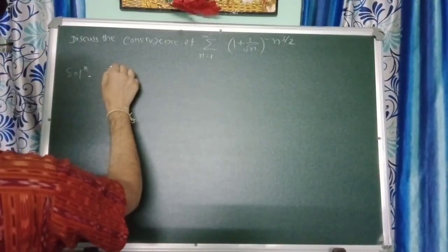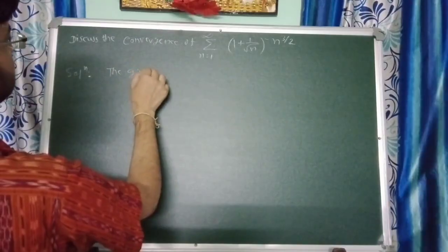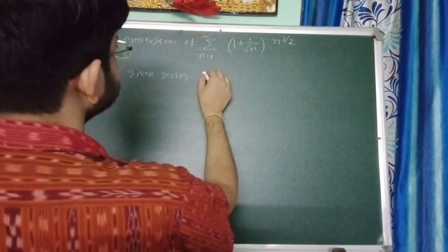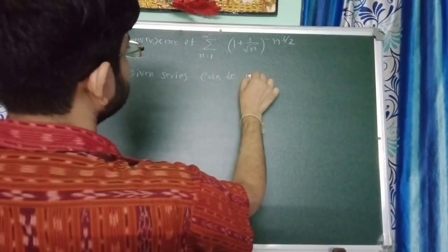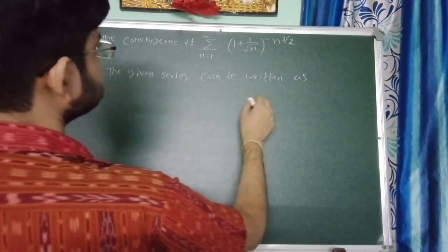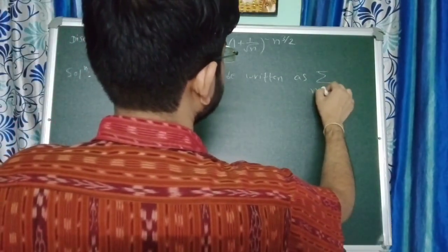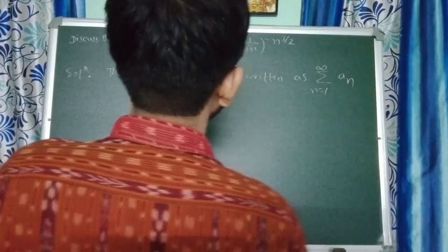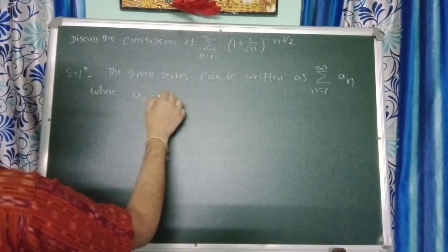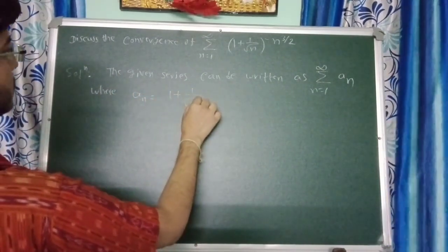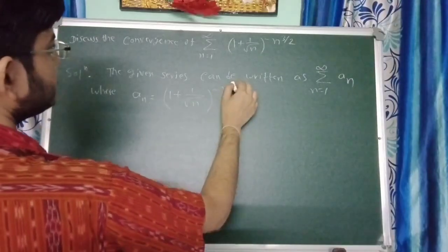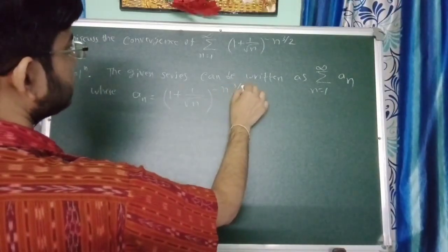So the given series can be written as summation n equals 1 to infinity a_n, where we take a_n equals (1 plus 1 by root over n) to the power minus n to the power 3 by 2.